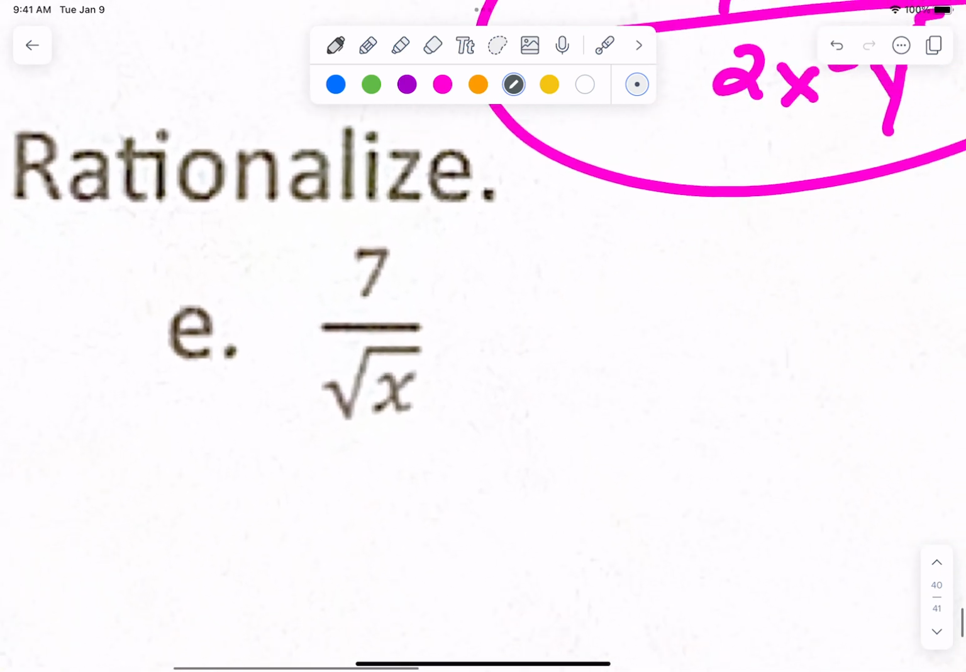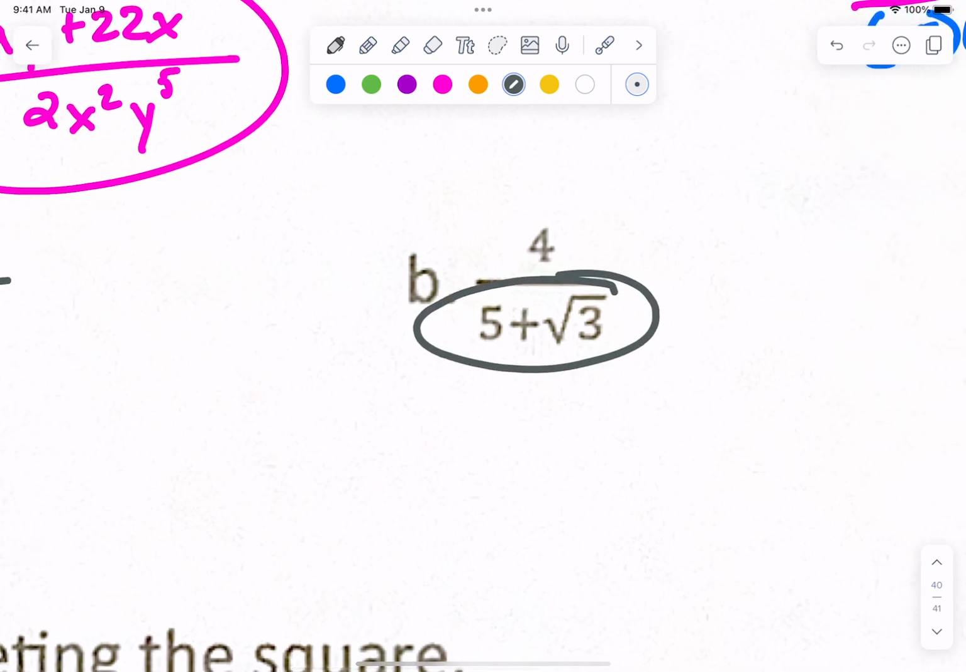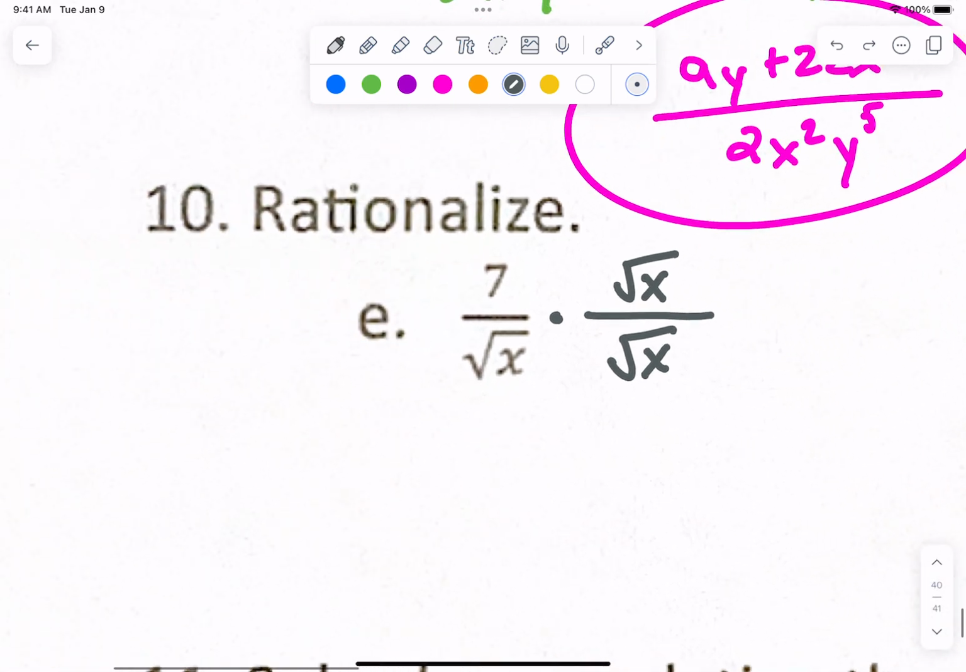What does it mean to rationalize? What's the problem with E? Multiply by the opposite. I don't want a square root in the bottom, so I multiply by the opposite. What's the opposite of the square root of x? Just the square root of x. Can I just multiply by the square root of x? You could make it negative square root of x, but you wouldn't have to in this case. You use the conjugate when we're doing this one, so this would be like 5 minus the square root of 3. But over here, you don't have to multiply by negative square root of x. You can if you want to, negative on top and bottom, but whatever.